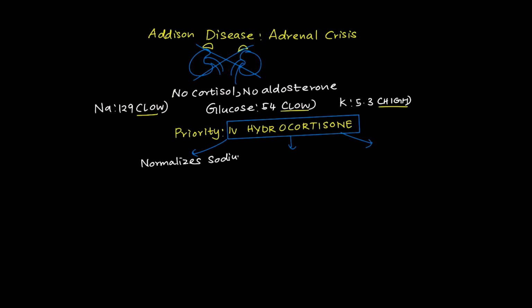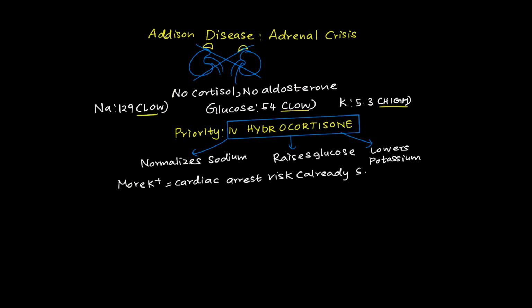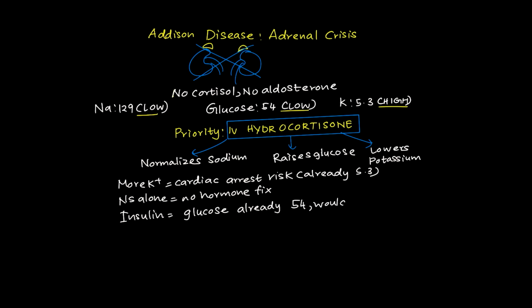Oral potassium? The potassium's already high at 5.3. Adding more could trigger a fatal cardiac arrhythmia. Normal saline alone handles dehydration, but doesn't fix the hormone deficit driving the whole crisis. Insulin? The glucose is 54. Already critically low. Insulin would crash it further and could kill the client.